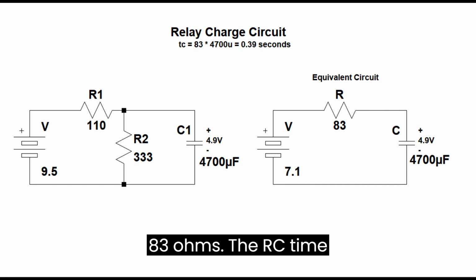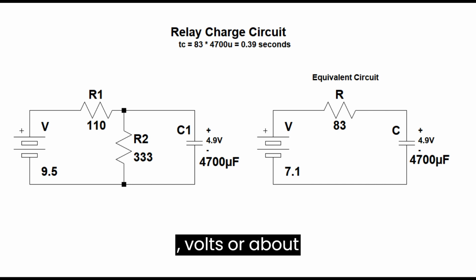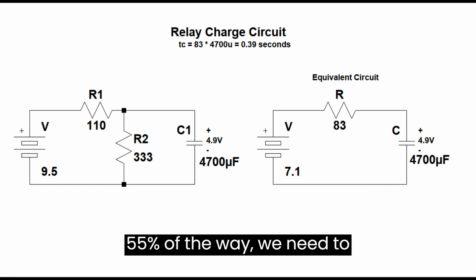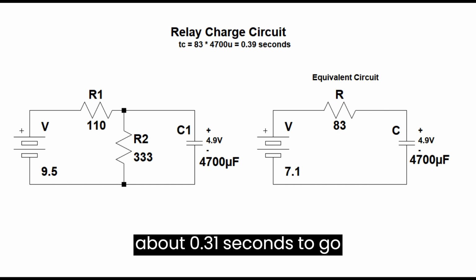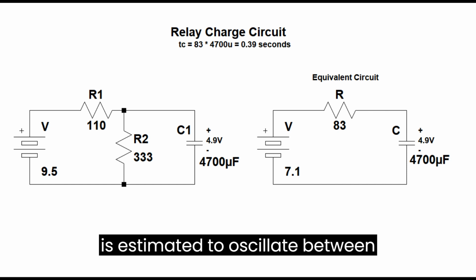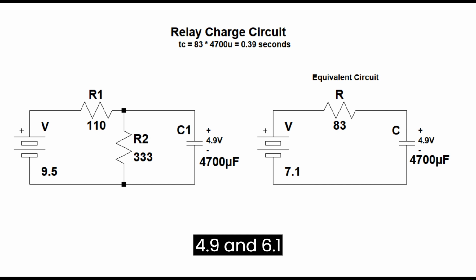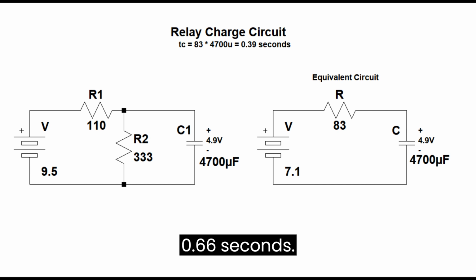The RC time constant is 0.39 seconds. Since the pull-in voltage is at 6.1 volts, or about 55% of the way, we need to solve the exponential. It should take about 0.31 seconds to go from 4.9 volts to 6.1 volts. The circuit is estimated to oscillate between 4.9 and 6.1 volts with a period of around 0.66 seconds.